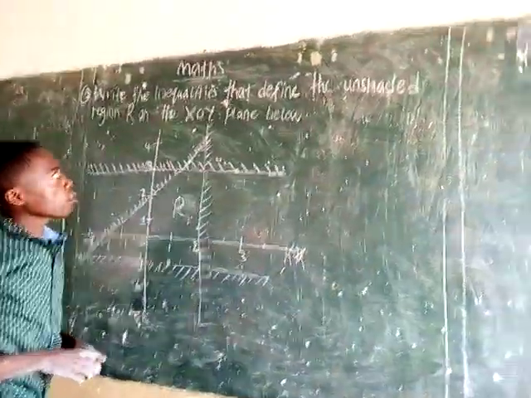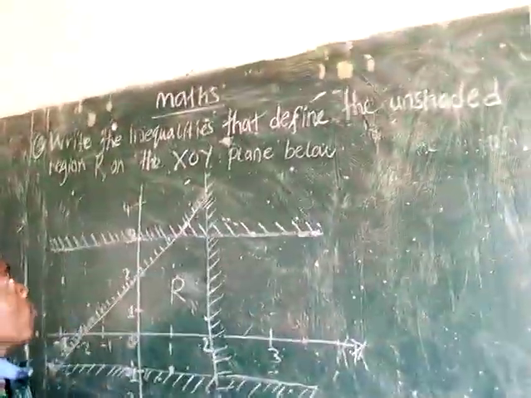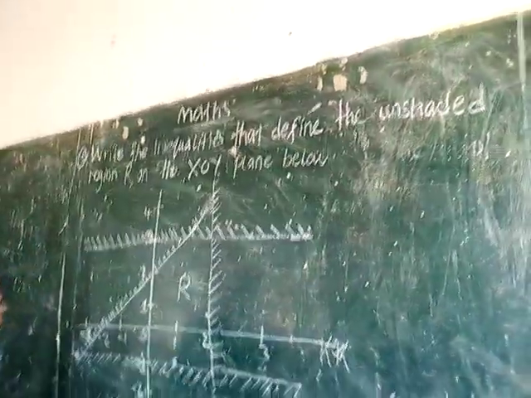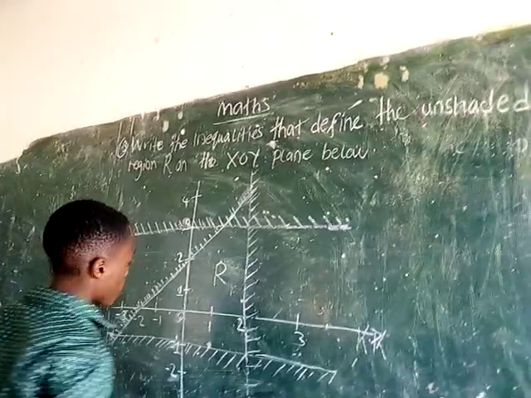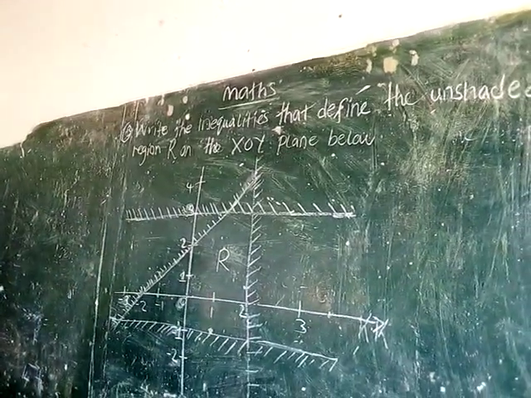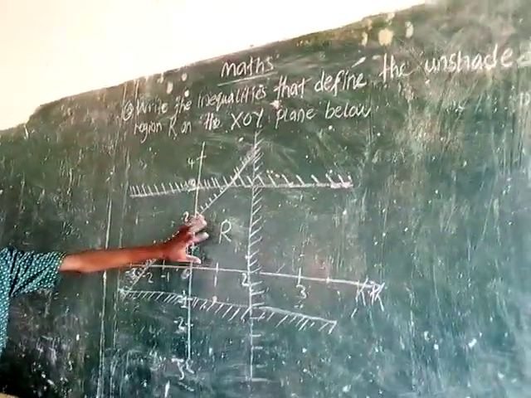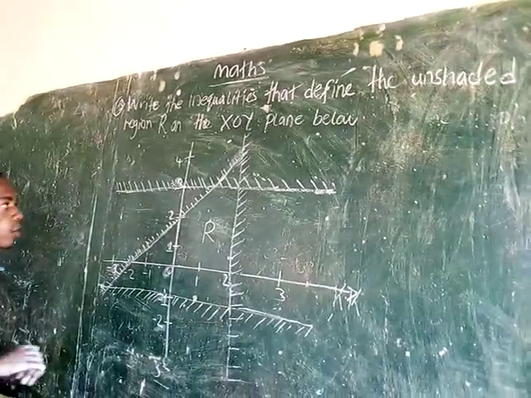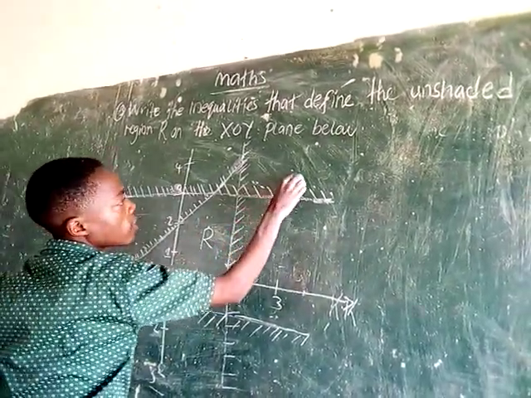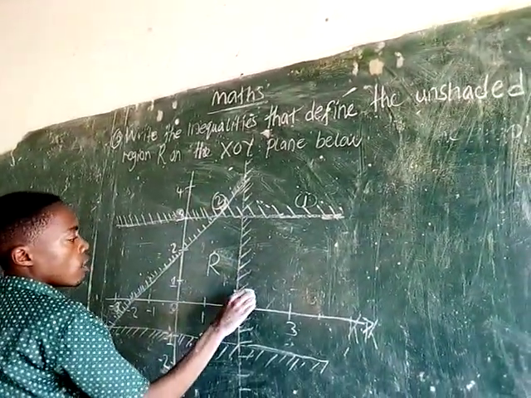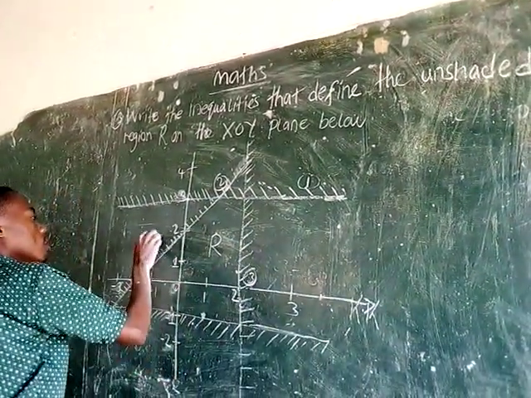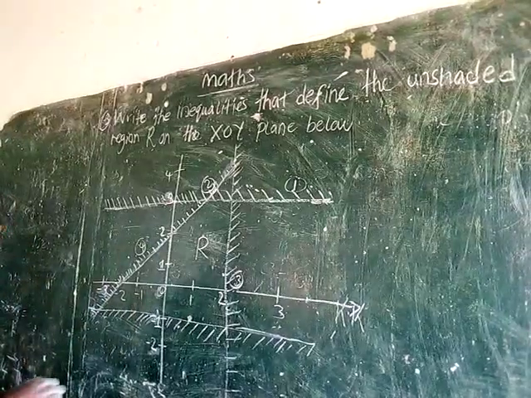We are going to continue with linear programming paper 1. Write the inequalities that define the adjacent region R on the XY plane below. We need to extract four inequalities from this diagram graph, so we are going to label the lines. Let's say this is line 1, line 2, line 3, and then this is line number 4.